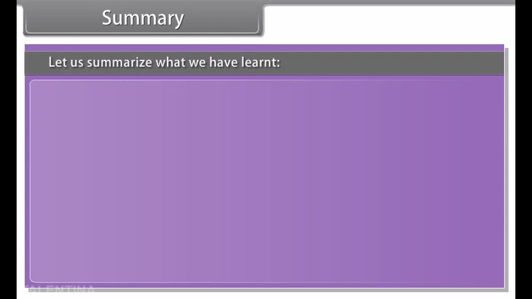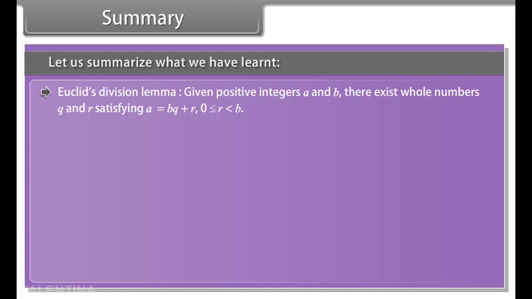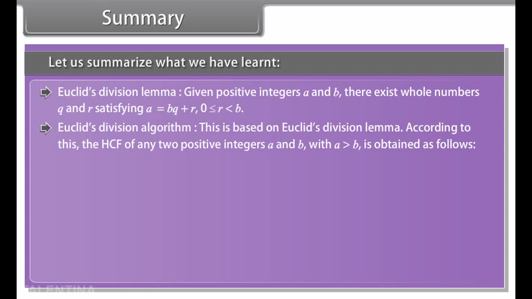Summary. Let us summarize what we have learned. Euclid's division lemma. Given positive integers a and b, there exist whole numbers q and r, satisfying a equals bq plus r, 0 is smaller than or equal to r, which is smaller than b. Euclid's division algorithm. This is based on Euclid's division lemma. According to this, the HCF of any two positive integers a and b, with a greater than b, is obtained as follows.